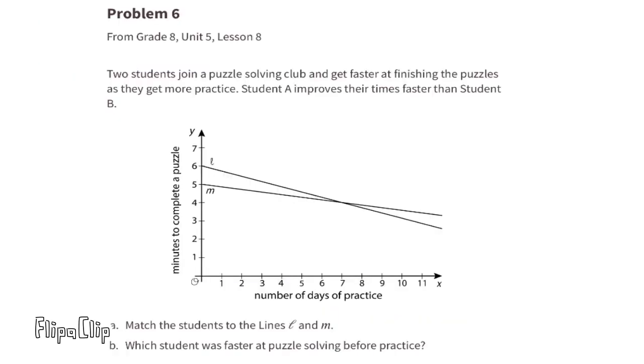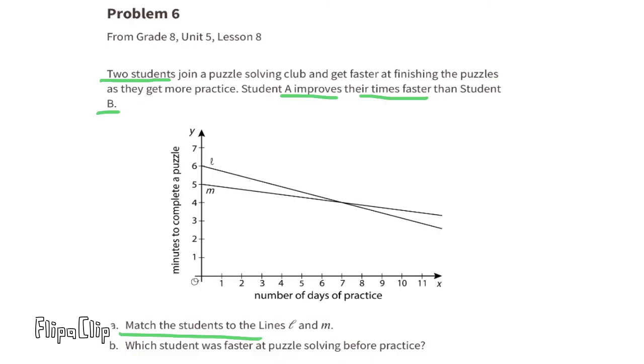Problem number 6 from 8th grade, Unit 5, Lesson 8. 2 students join a puzzle-solving club and get faster at finishing the puzzles as they get more practice. Student A improves their times faster than student B. A. Match the students to the lines L and M.